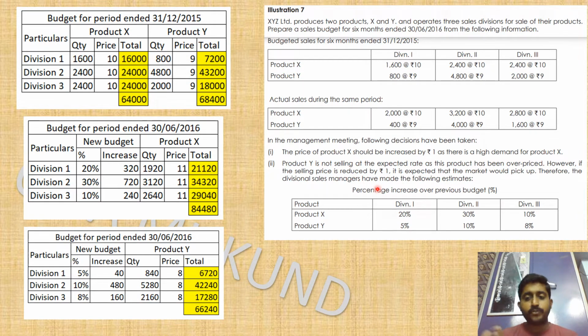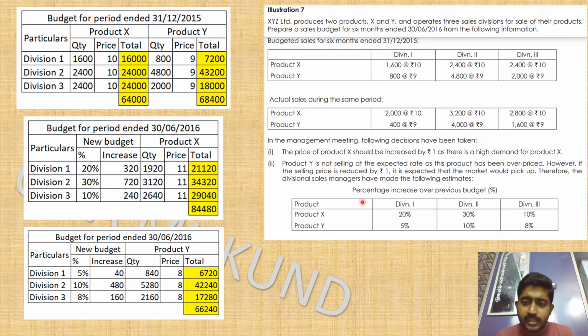So from the price point of view, yes, we have the data. So we have to make the sales budget for the next 6 months. Sales budget needs two things, selling price and the sales quantity. So we are sure about the selling price because product X has a 1 rupee increase and product Y has a 1 rupee decrease. That we are sure about.